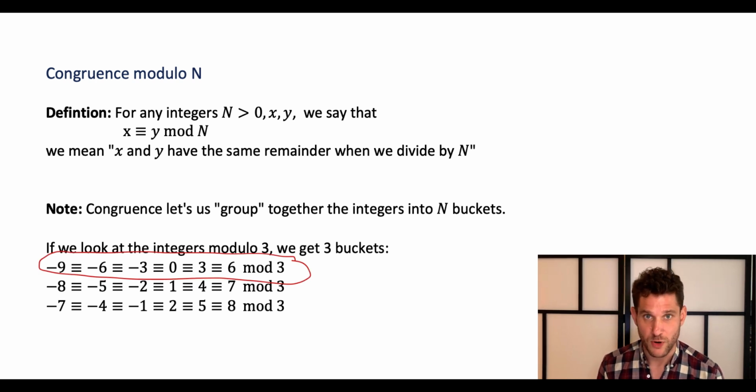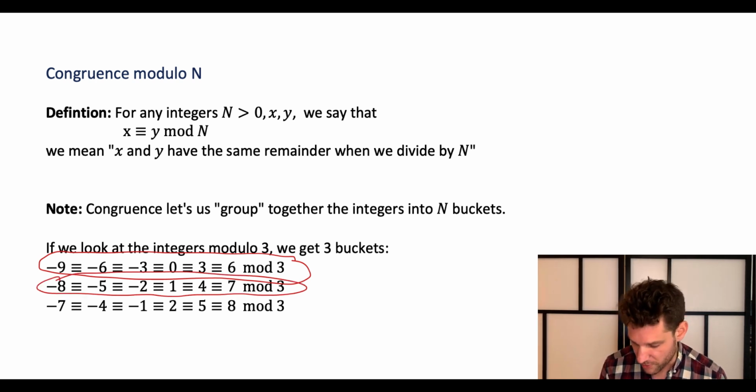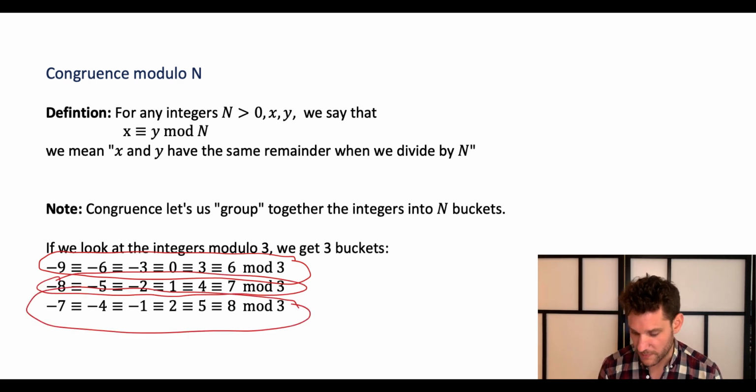All of the integers which are congruent to 1 mod 3, which is the second bucket, and then all the integers which are congruent to 2 mod 3, which is this third bucket. So we've taken an infinite number of integers, and we've said that anything that has the same remainder upon division by 3 is going to be considered equivalent or congruent, part of the same bucket of integers.